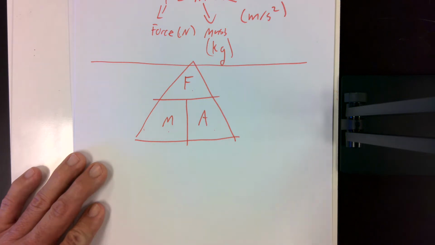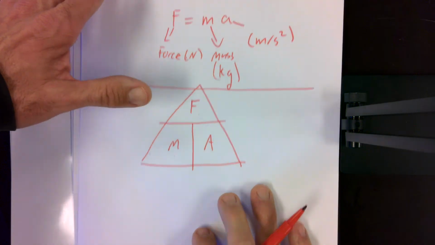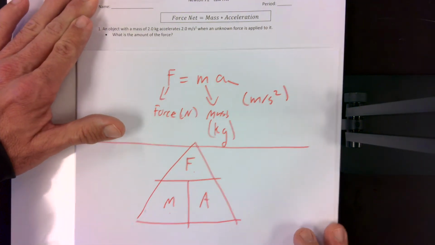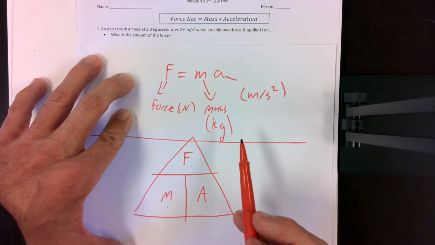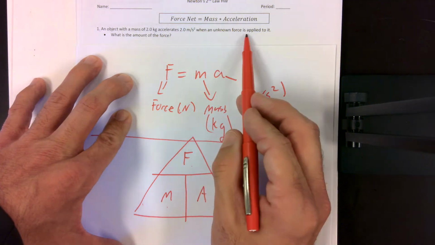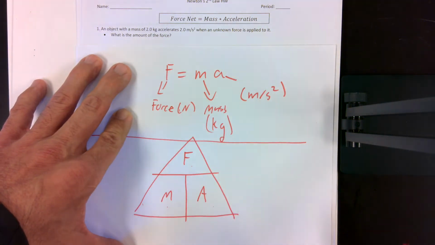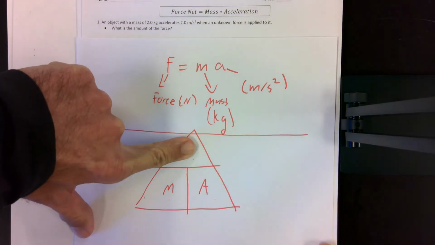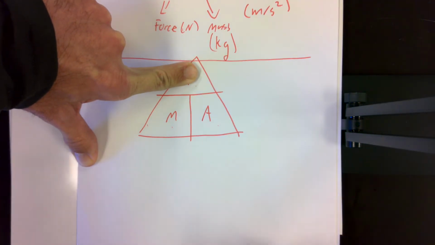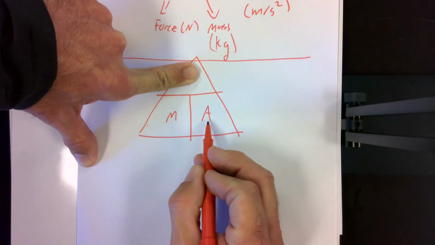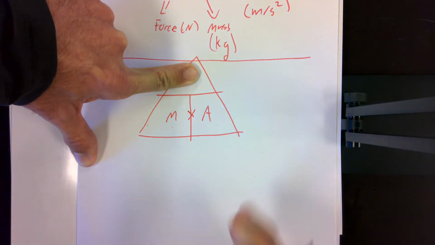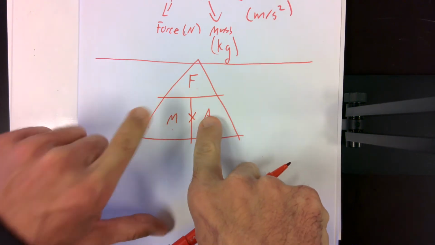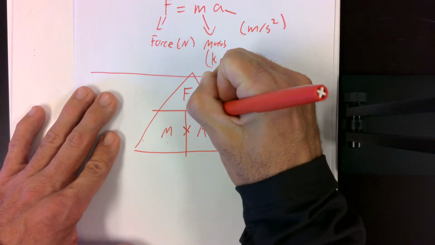If you are looking to solve a problem and you are missing one variable, let's say the problem says an object with a mass of 2.0 kilograms accelerates at 2 meters per second squared when an unknown force is applied to it. So now they say, what is the amount of force? So we cover the F. When you use this diagram, it's very simple. When the letters are next to each other and you've covered the F, you now multiply. If you cover one of these letters, A or M, and they are top and bottom, you divide.